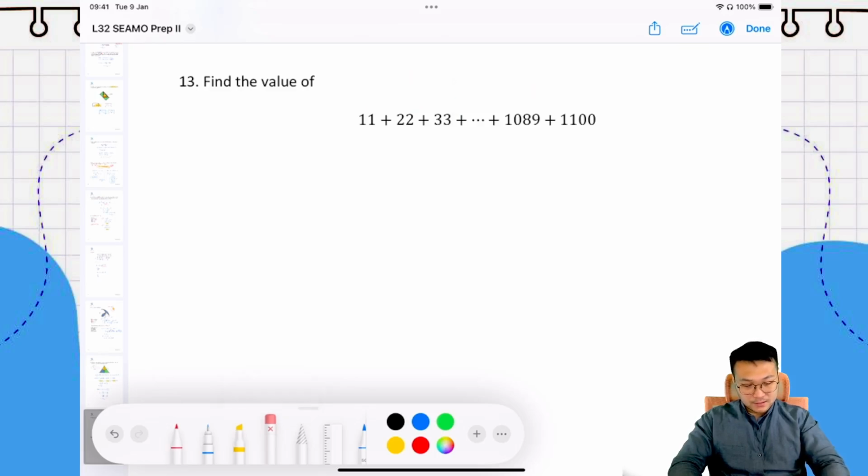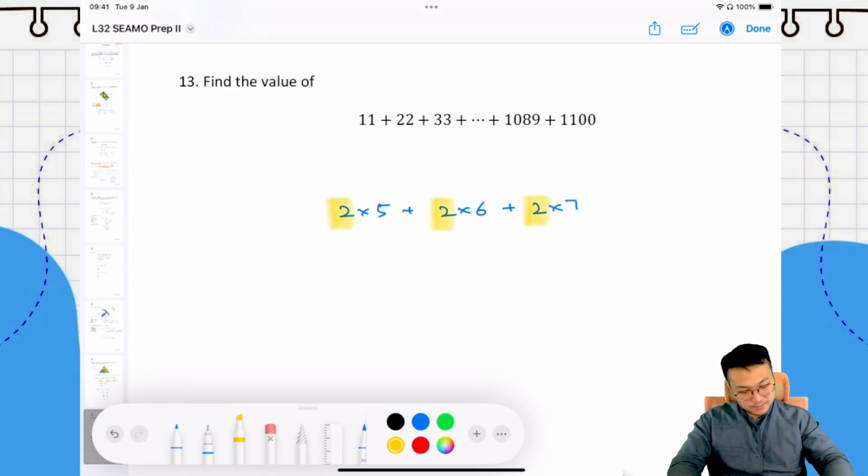Every number here is a multiple of 11. Now, Max, if I were to write this down, do you notice that the number 2 keeps repeating? Yes. What can I do if the number keeps repeating? You do 2 to the power of 3. No. You take out the number 2 and then put it in the brackets. 5 plus 6 plus 7.